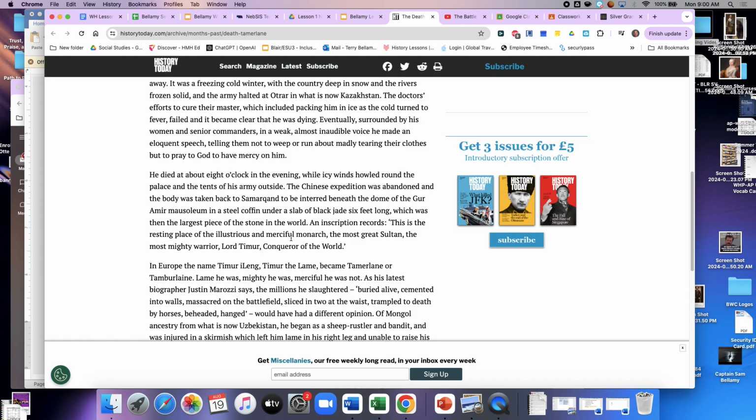The inscription reads, "This is the resting place of the illustrious and merciful monarch." Someone who's responsible for the death of 17 million people and chops the heads off his enemies, and we're going to call him a merciful monarch? What does the word mercy usually mean? I might defeat you, but after I defeat you, if we're going to wrestle and I defeat you, I pick you up off the mat, I shake your hand, I pat you on the back, and I send you on the way. That's mercy. I'm not going to take out a sword and chop off your head because I've defeated you in sport.